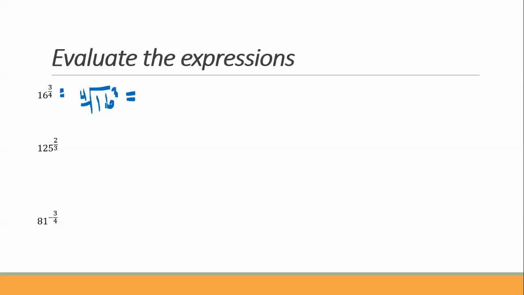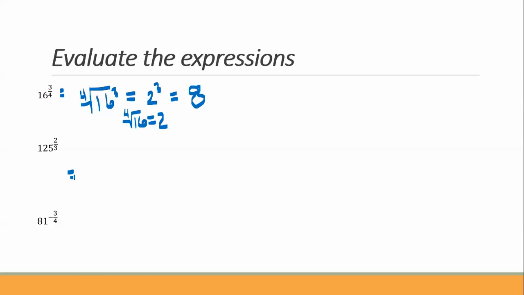The first thing we want to do is take the root, because the root makes things smaller. So the 4th root of 16 is equal to 2. Again, when you're writing out your notes and you're writing out your workbook, make sure you write all these steps so that you know where all these values are coming from. So the 4th root of 16 is 2, so we can replace the 4th root of 16 here with 2, and we still have that exponent of 3. So then we can do 2 to the 3rd, which is equal to 8.